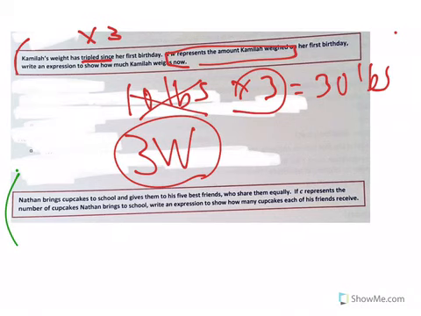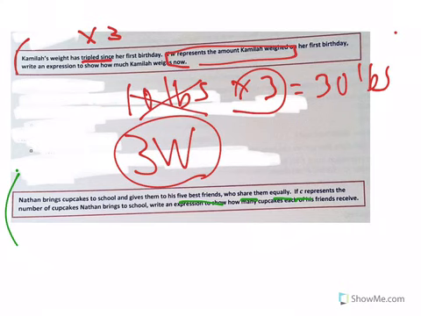Let's try one more. Nathan brings cupcakes to school and gives them to his 5 best friends, who share them equally. If C represents the number of cupcakes Nathan brings to school, write an expression to show how many cupcakes each of his friends received. Well, key thing here is sharing with his 5 best friends. C is going to be how many cupcakes he has. And then it says, let's see, he shares them equally, so they each get the same amount.